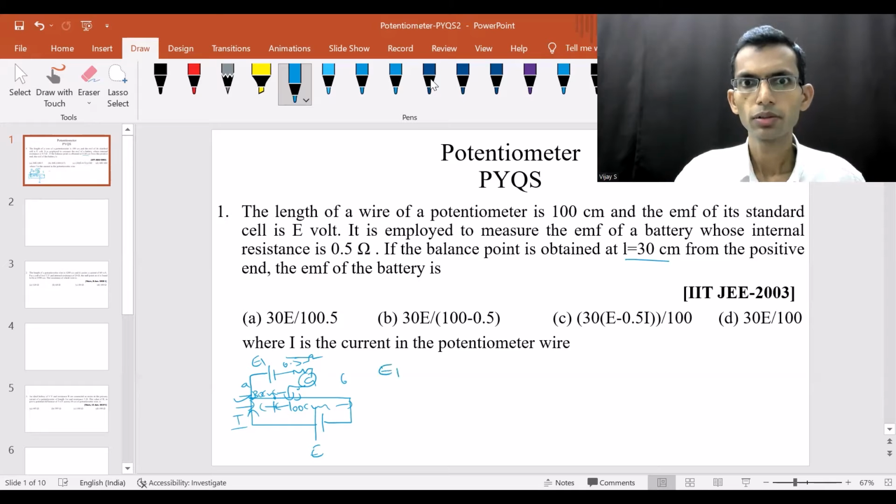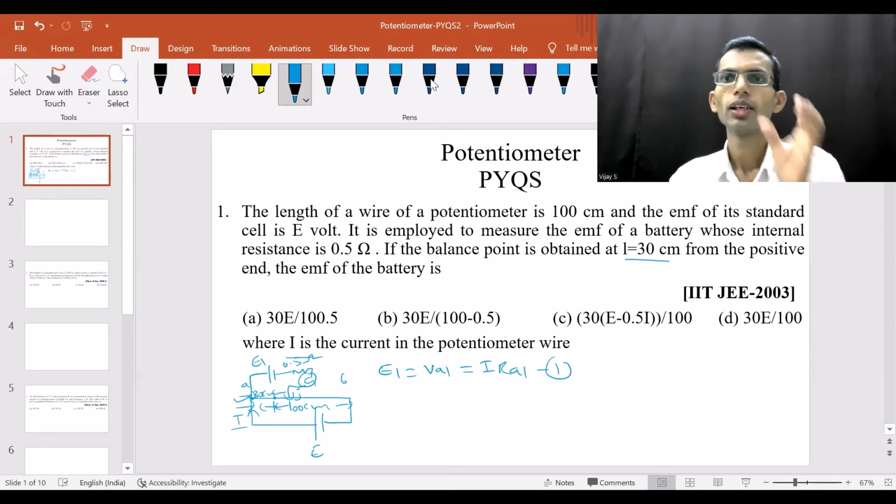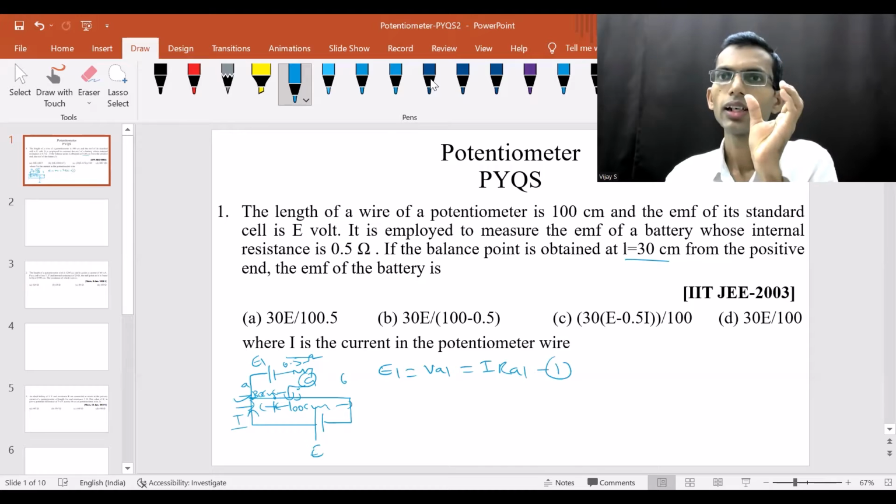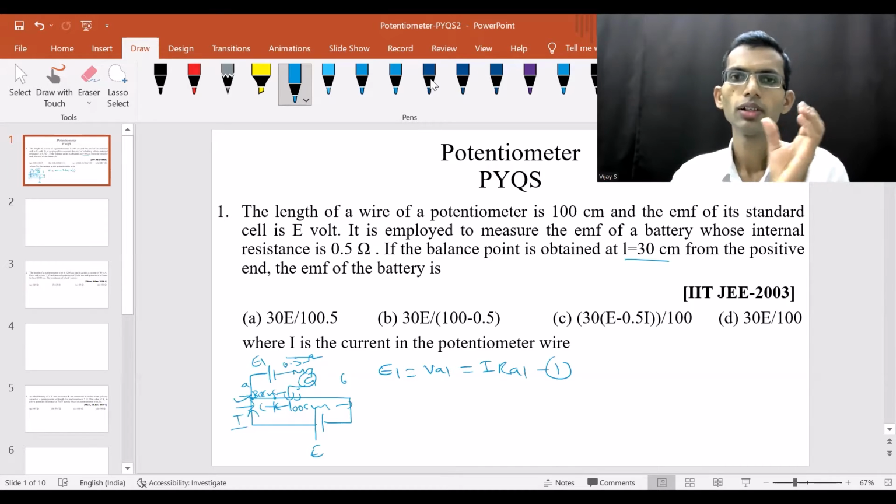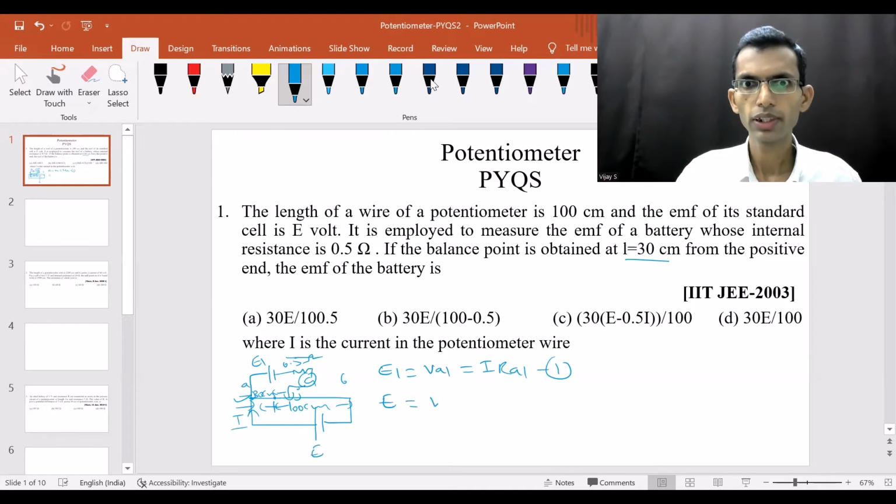Right. E1 is equal to VA1. VA1 becomes equal to I into RA1 from Ohm's law. ఇక్కడ మనం చూడొచ్చు the standard cell is connected across the potentiometer wire AB. Okay, that means the cell EMF becomes equal to potential difference across what is that potentiometer wire AB. So E becomes equal to VAB is equal to I into RAB. So that is the thing.